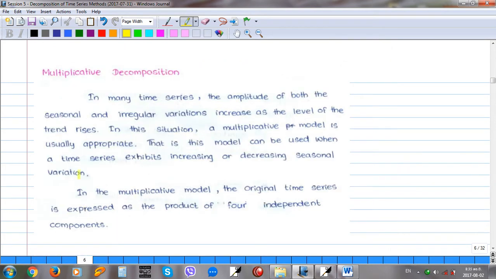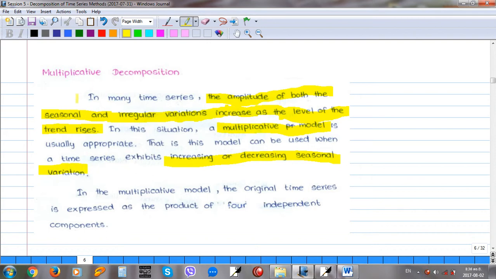Then we move to the multiplicative decomposition model. In the time series, the amplitude of both the seasonal and irregular variance increases as the level of trend rises. So if the amplitude increases, then in this situation we can use the multiplicative model, right? This model can be used when a time series exhibits increasing or decreasing seasonal variation. So in that case we can use the multiplicative decomposition.